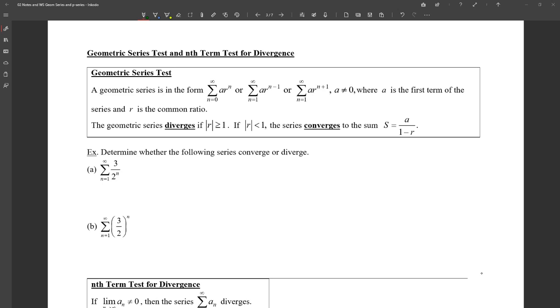Okay, guys, today what we're going to talk about is three tests to see if series converge or not. The first one is the geometric test, which we've already talked about, and so we'll rehash it again today. The nth term test for divergence.